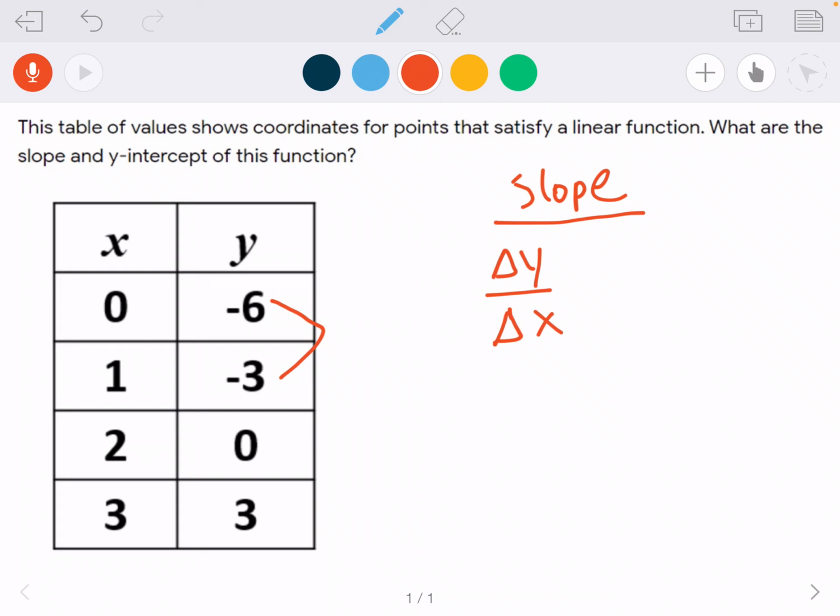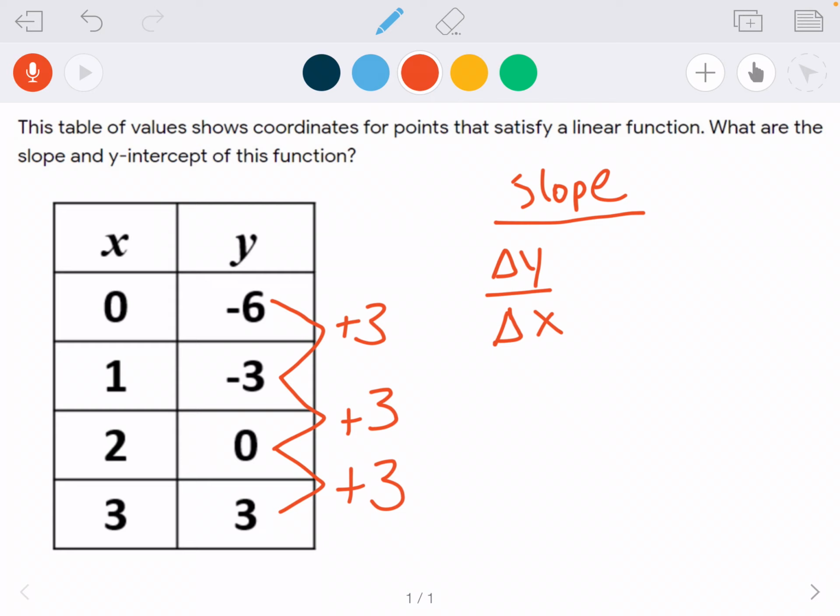How do I get from -6 to -3? Well, if I want to get from -6 to -3, that means I would add 3 to do that. Look at -3 to 0. It's the same pattern. -3 plus 3 is 0. Finally, 0 to 3, same thing. We're adding 3 to do that.